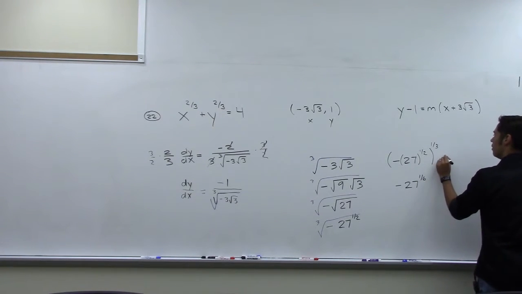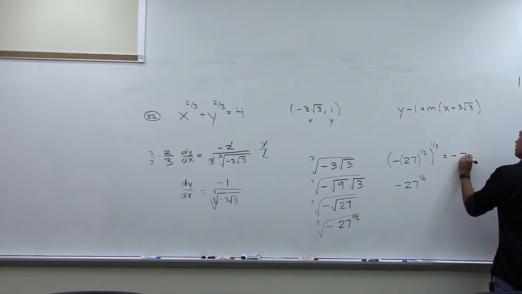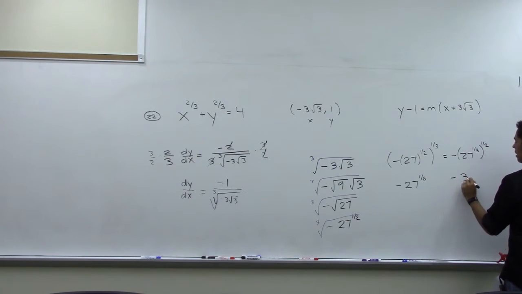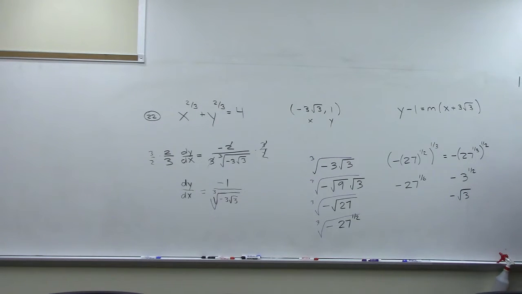Another thing you could do is rewrite this as negative 27 to the 1/3 to the 1/2, like switch the order. It doesn't matter which order you do those in. And this means cube root of 27. The cube root of 27 is 3. So this is negative 3 to the 1/2, and that's just negative square root of 3. I like that. I like that a lot. Let's go with that one.